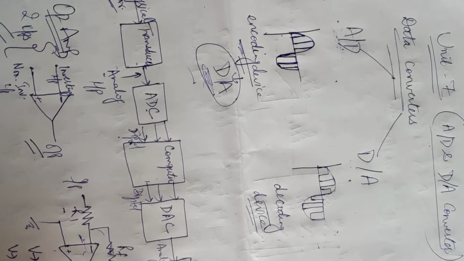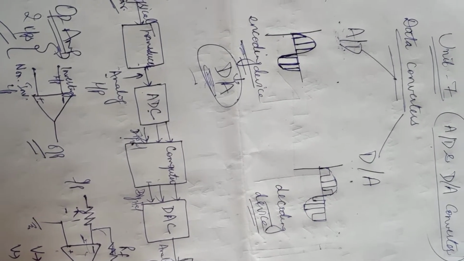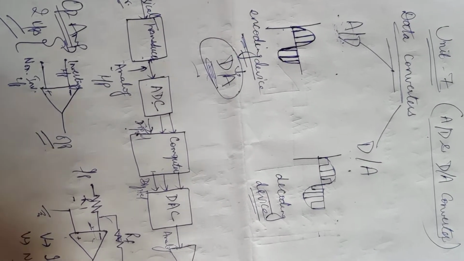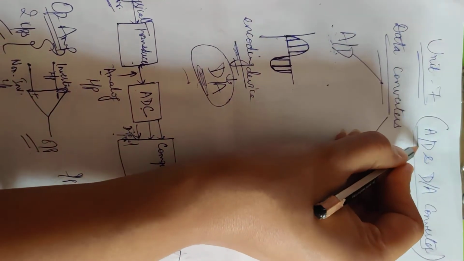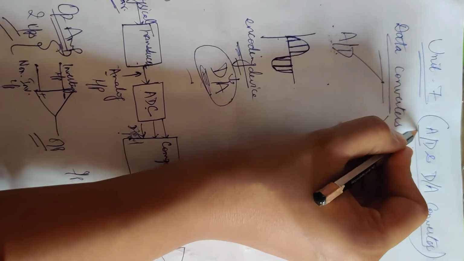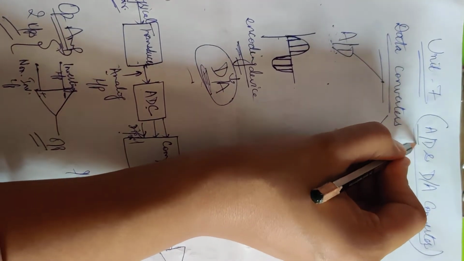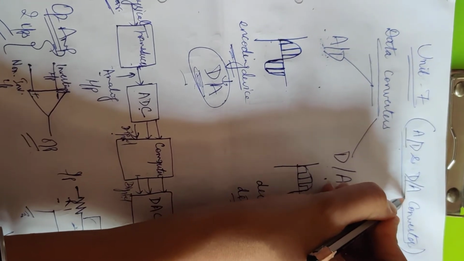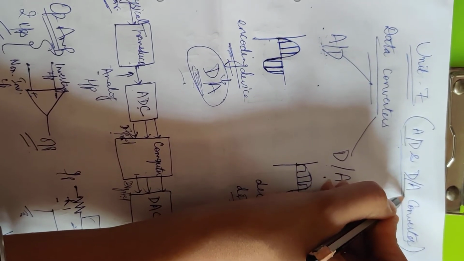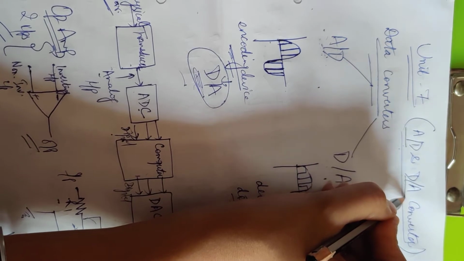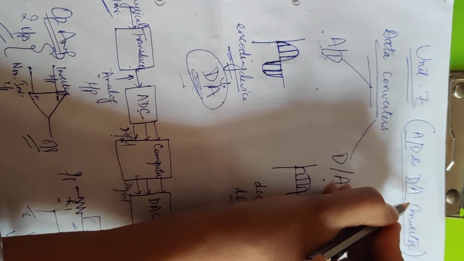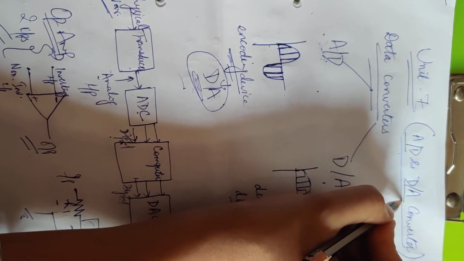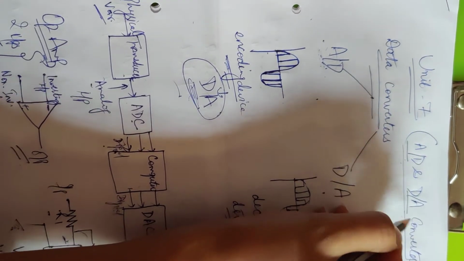Today we are starting our 7th unit, A to D or D to A converters. A to D means analog to digital converter, which converts analog samples into digital signals. And D to A means digital to analog converter, which converts digital pulses to analog, reconstructing our digital samples into analog continuous signals.